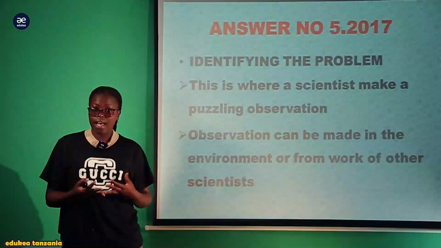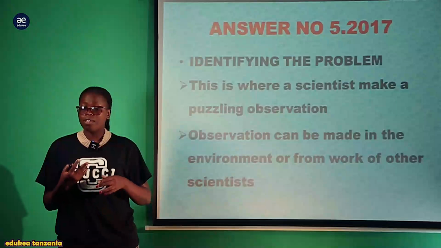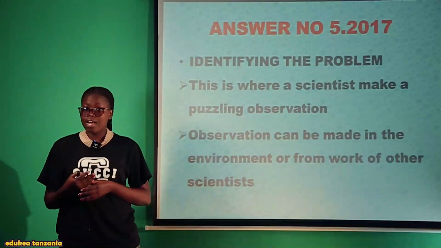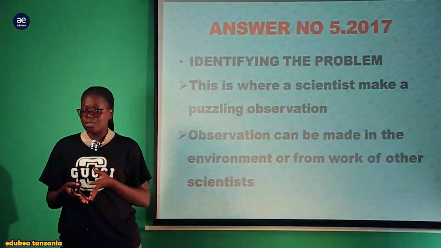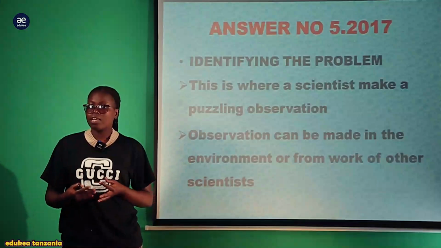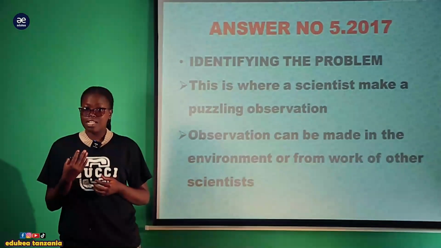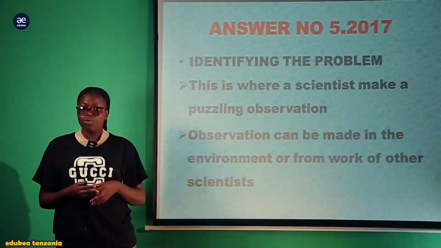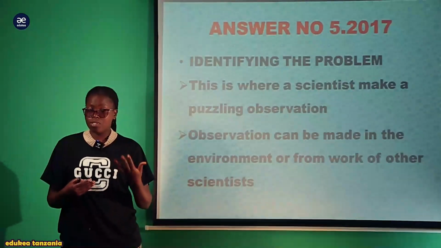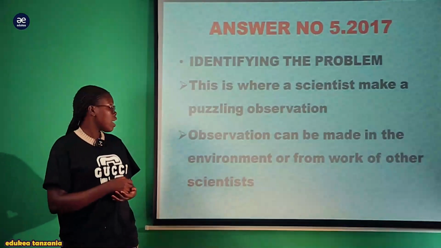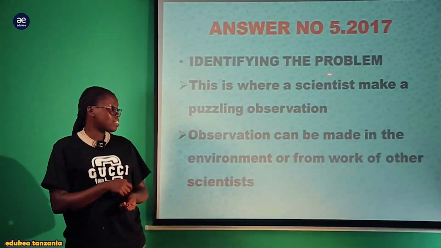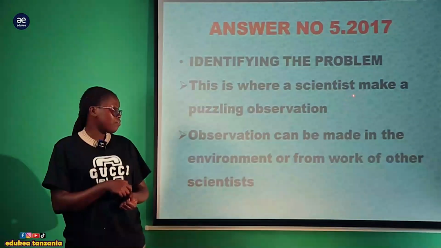You have the eyes, the ear, the nose, the tongue, and the skin. So you use these sense organs to observe something. After observing something, now you ask the question. After asking the question, that is how you identify the problem. You observe, and after observing, you ask the question. So identifying the problem is where a scientist makes a puzzling observation.